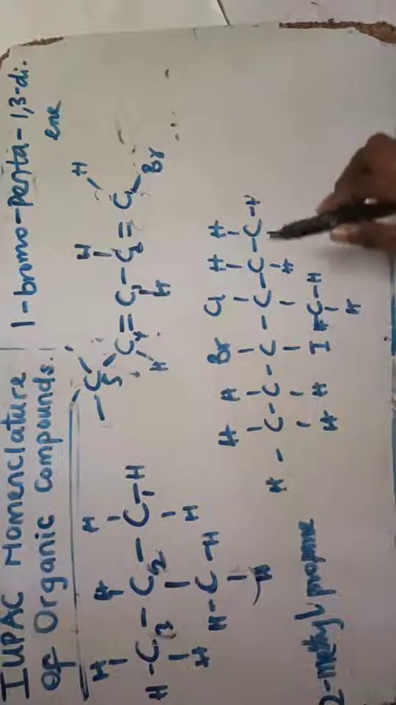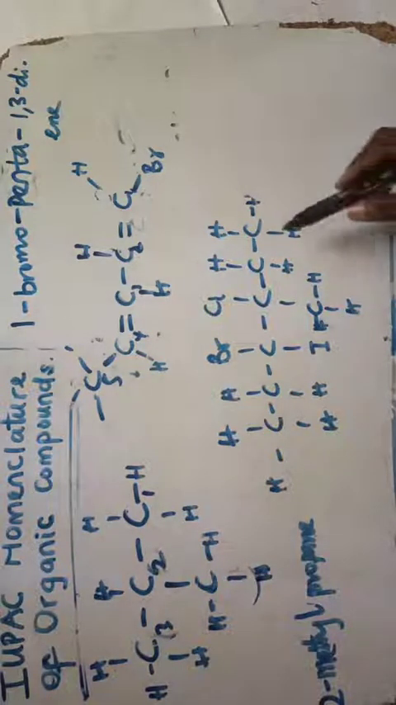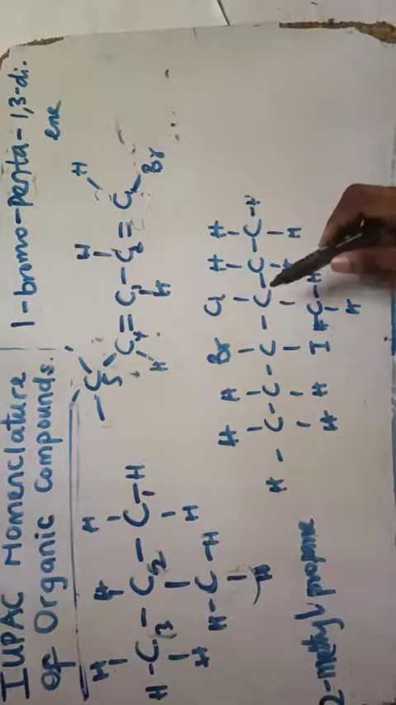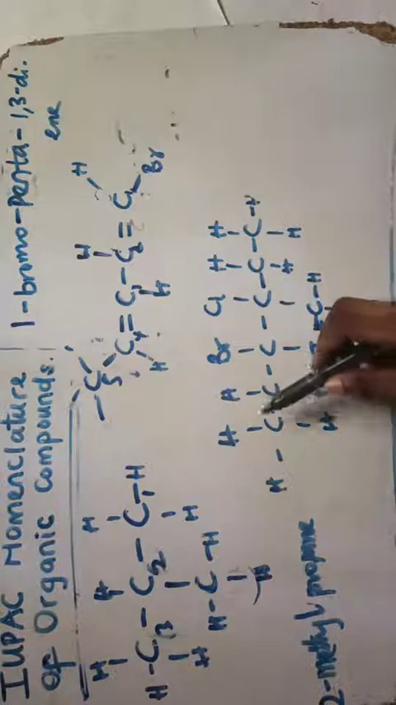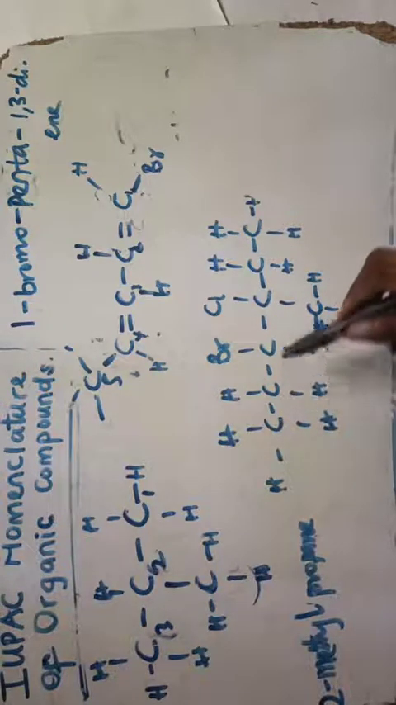Now let's consider here as well. When you consider this, what defines the longest chain? 1, 2, 3, 4, 5, 6. 6, that is hexane. Okay, but you have branches where if you count 1, 2, 3, you find out that the branch is in what? The longest chain is 1, 2, 3, 4, 5, 6. Hexane.